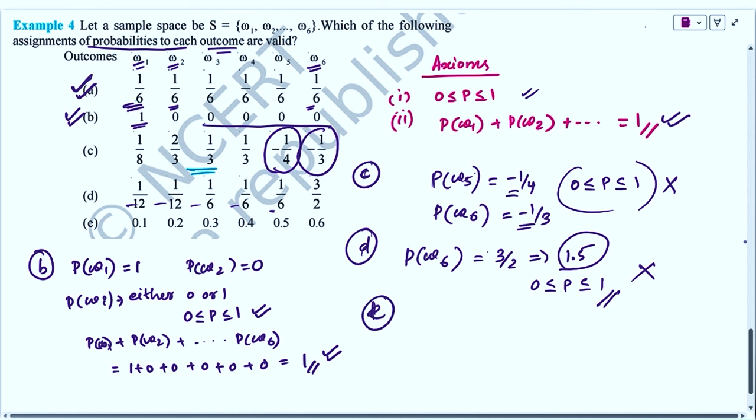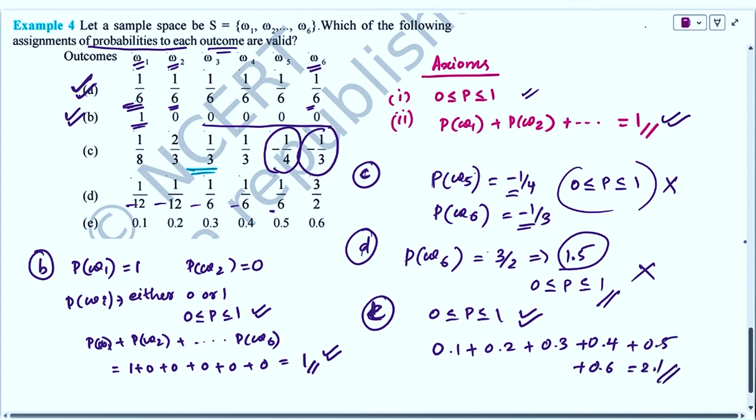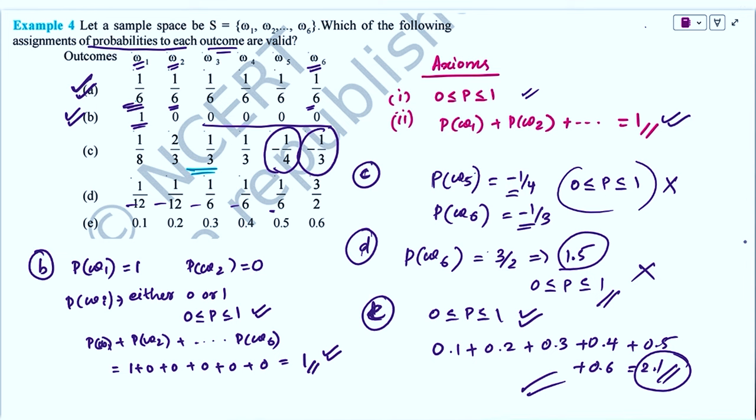Next is assignment E. Here the first condition is satisfied, but the sum of the probabilities, that is 0.1 plus 0.2 plus 0.3 plus 0.4 plus 0.5 plus 0.6, is equal to 2.1, so the second condition is not satisfied. So only the first two assignments, A and B, are valid, and C, D and E are not satisfied here.